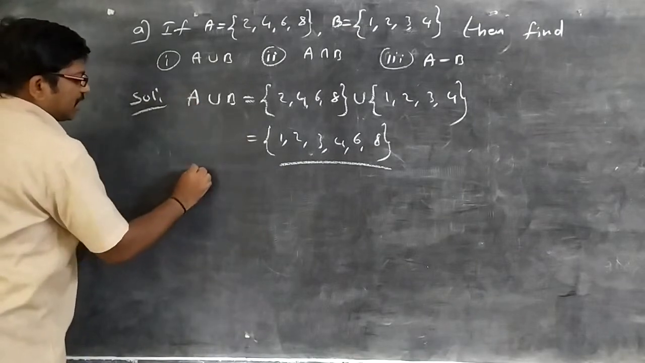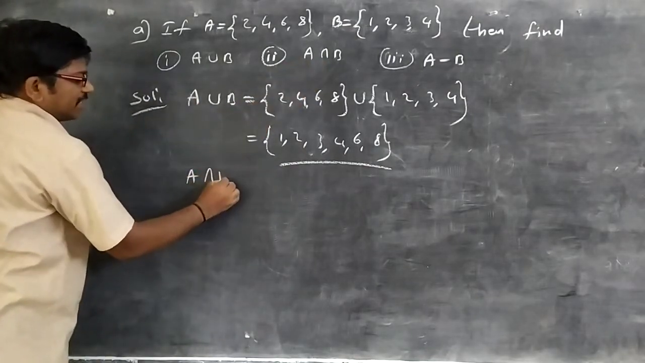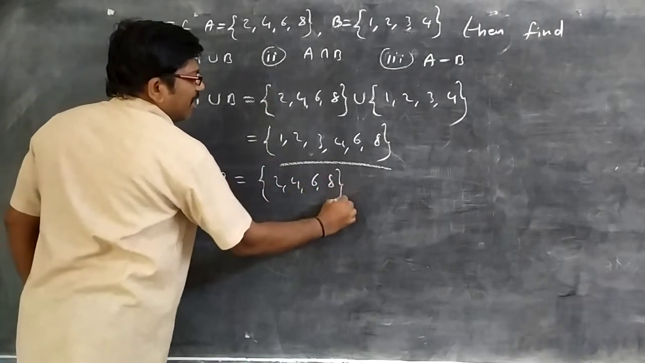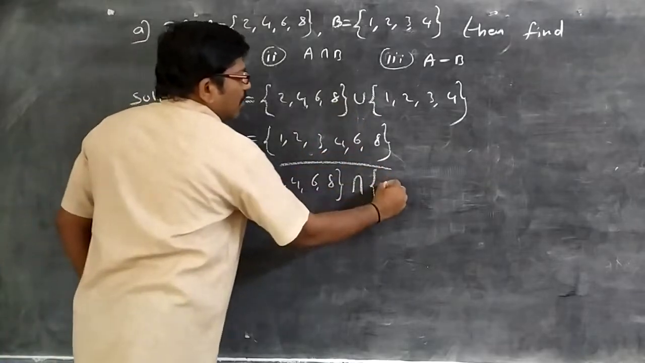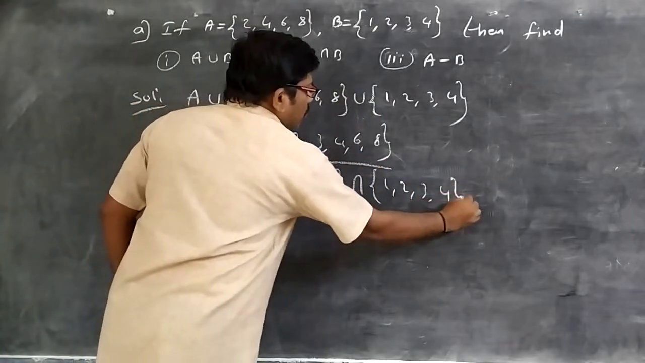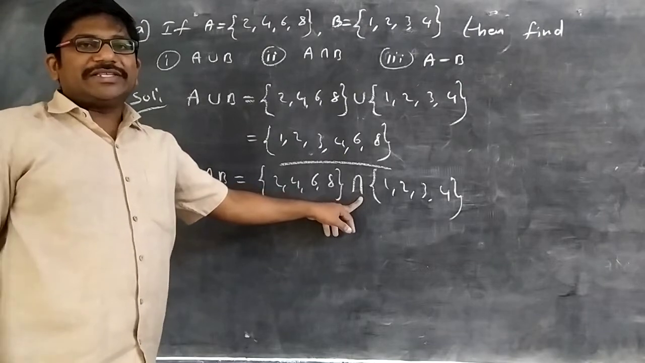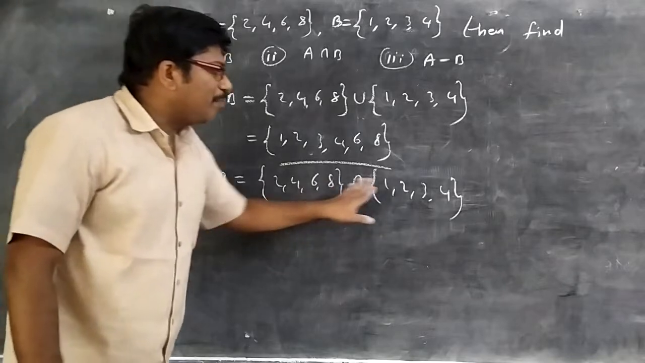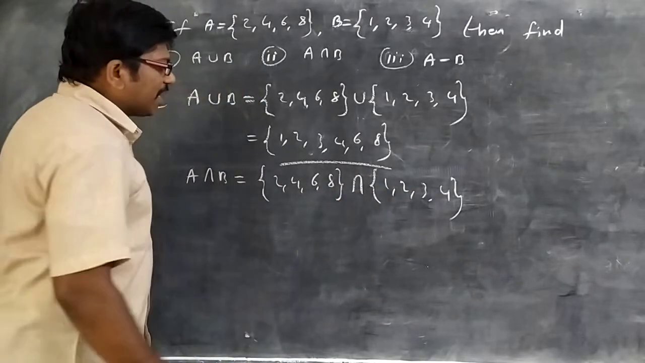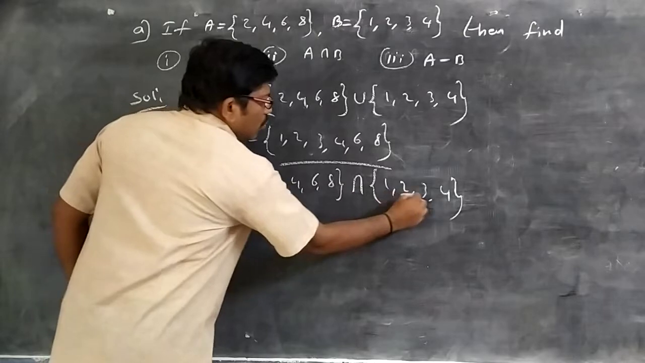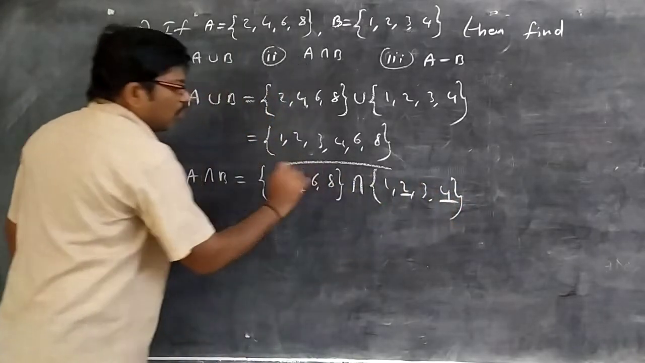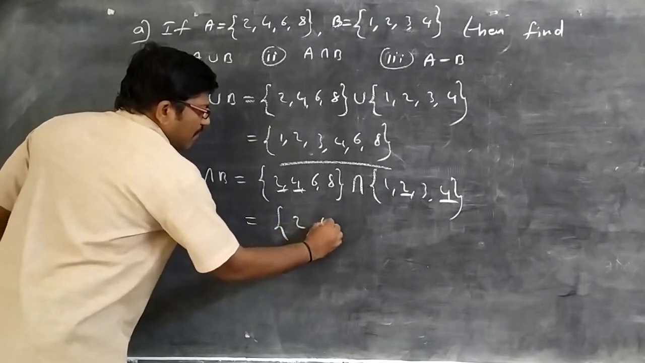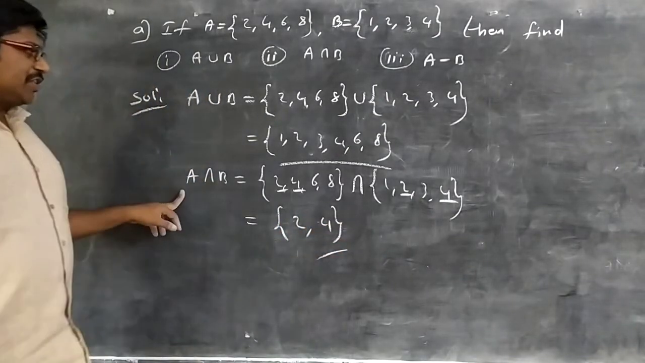Next, A intersection B. Go for the second problem. A intersection B. What is A? 2, 4, 6, 8. Intersection. What is B? 1, 2, 3, 4. Intersection means a set containing elements which are common in both. So what are the common elements here? 2, 2. Next, 4, 4. These two are the only common elements. So write those two elements only: 2, 4. This is A intersection B.